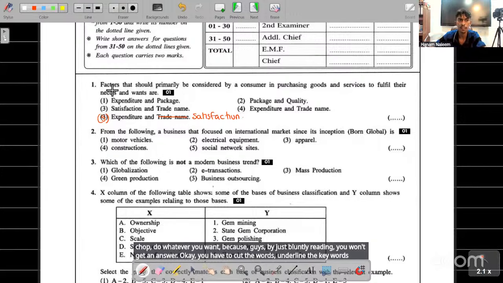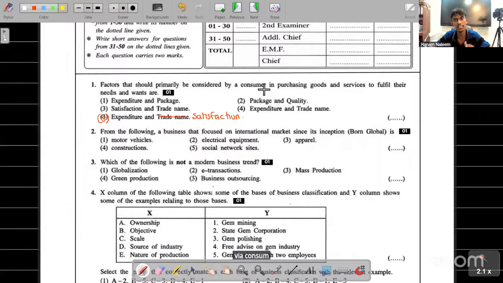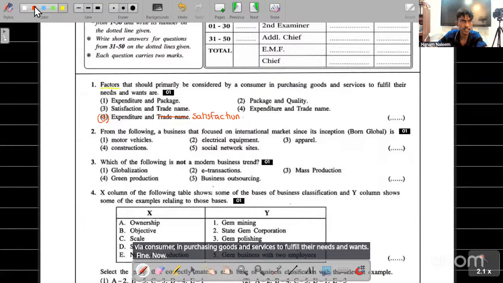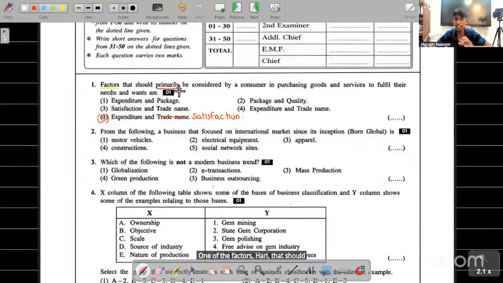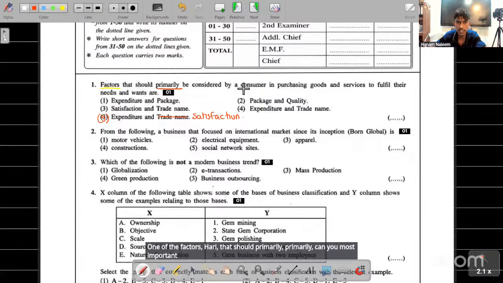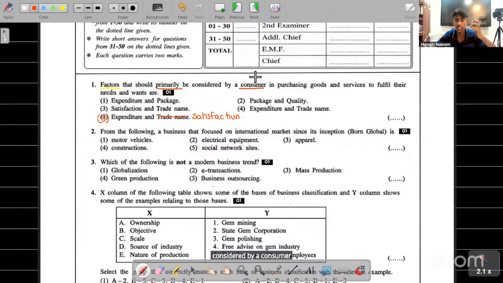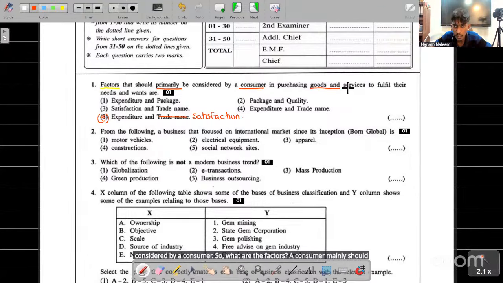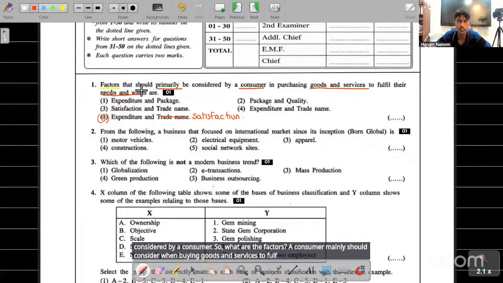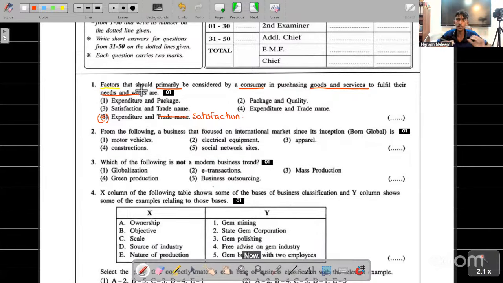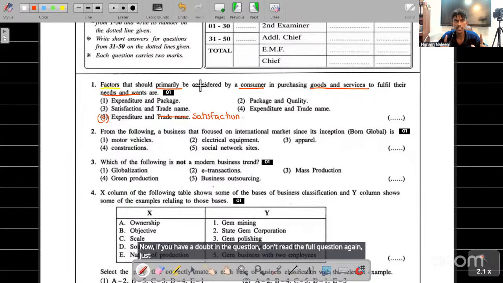So see what I'm going to do. Factors that should primarily be considered by a consumer in purchasing goods and services to fulfill their needs and wants. What are the factors a consumer mainly should consider when buying goods and services to fulfill their needs and wants? If you have a doubt in the question, don't read the full question again. Just read the underlined words: factors, primarily, consumer, goods and services. So what are the factors they have to consider when buying a good or a service? The main factor. What do you all say? What's the answer?